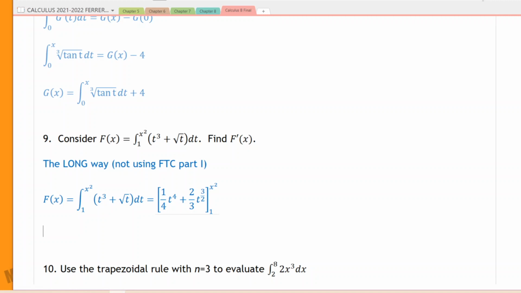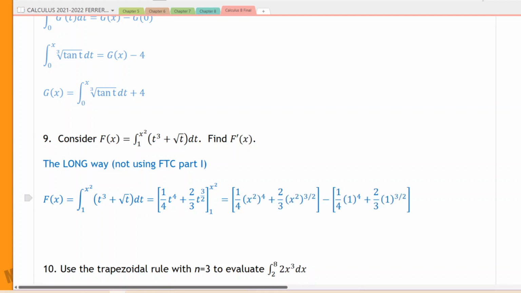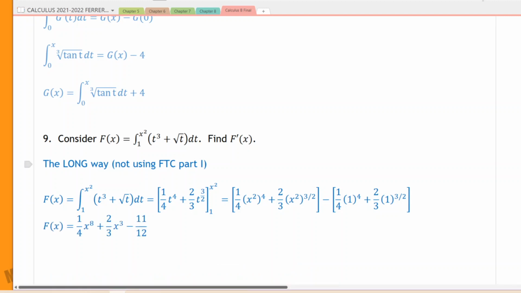The next thing we're going to do is substitute our limits and take a difference. So substituting an x squared in for t, and then substituting a 1 for t in the second part, and then finding the difference. That gives me, after simplification, that f of x is 1/4 x to the 8th power plus 2/3 x cubed minus 11 over 12.